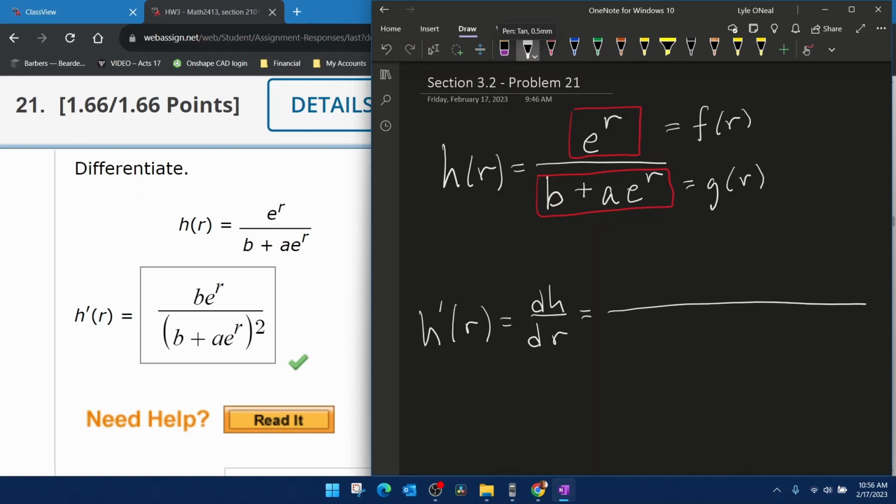Using the quotient rule, that is going to be the derivative of the top times the bottom minus the top times the derivative of the bottom, all over the bottom squared. That is your quotient rule. That's what we're going to apply to calculate this derivative.